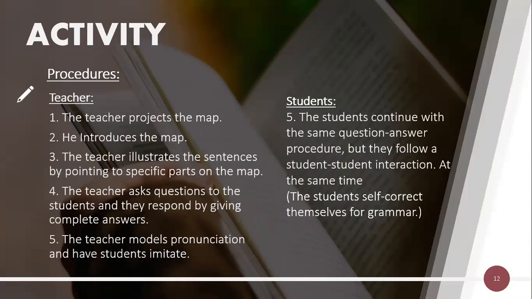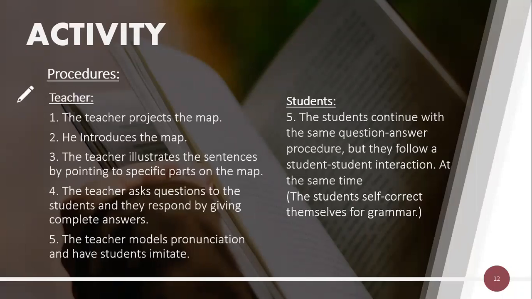Talking about the procedures, the teacher projects the map on the whiteboard. He introduces the map to the students. The teacher illustrates the sentence by pointing the specific parts of the map. And then the teacher asks questions to the students, so they have to answer giving complete sentences. Then the teacher models the pronunciation and they have to imitate it.